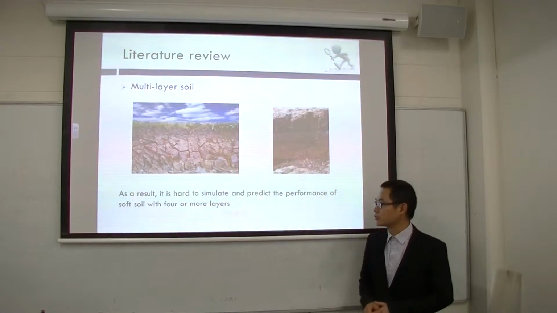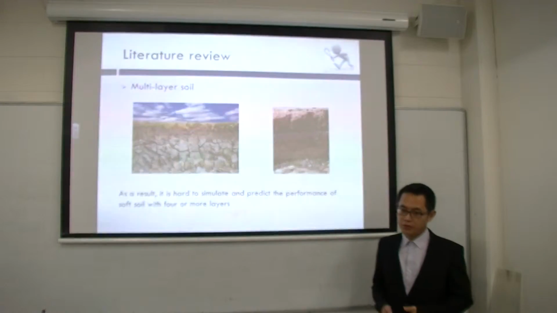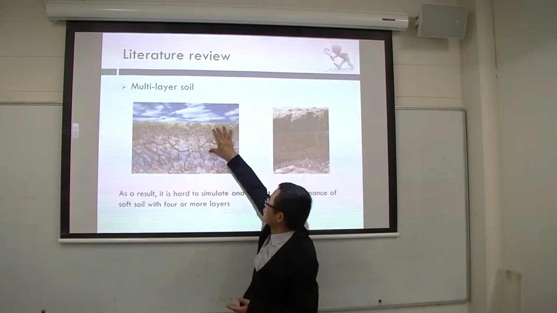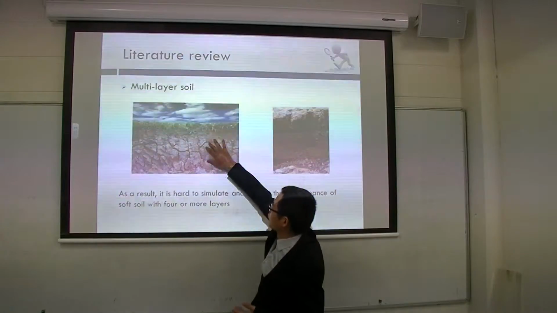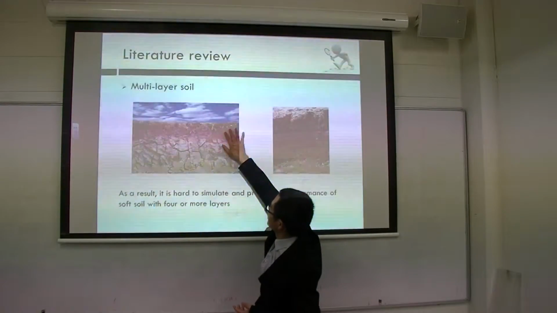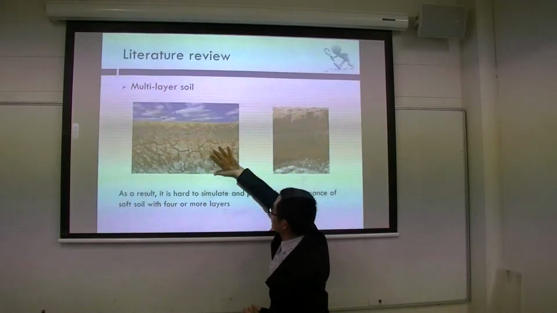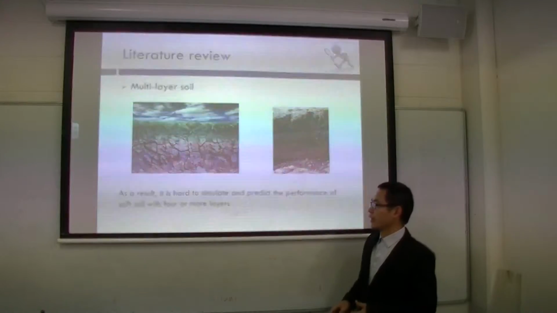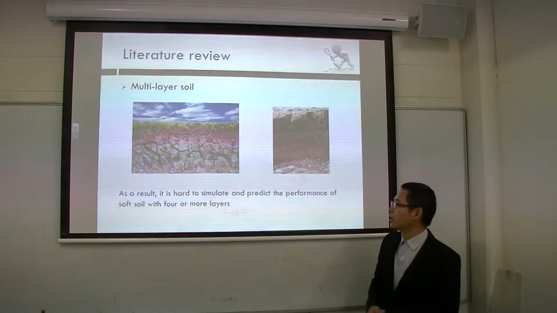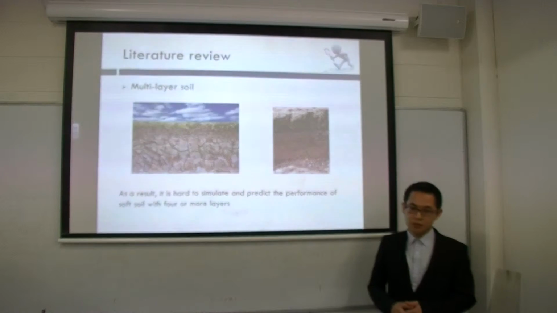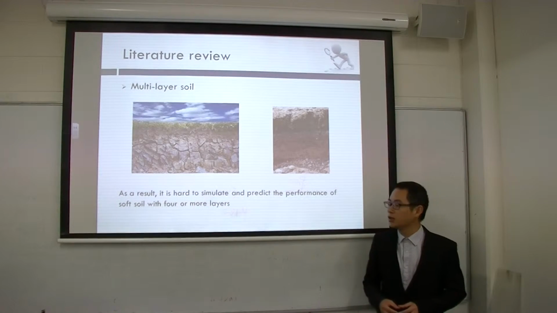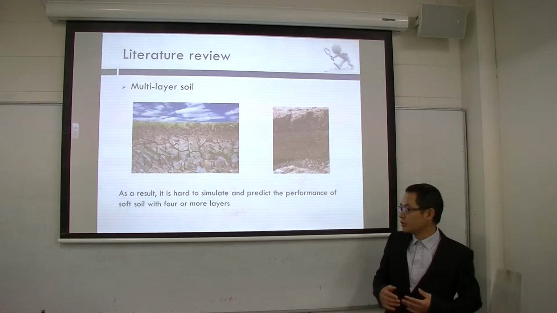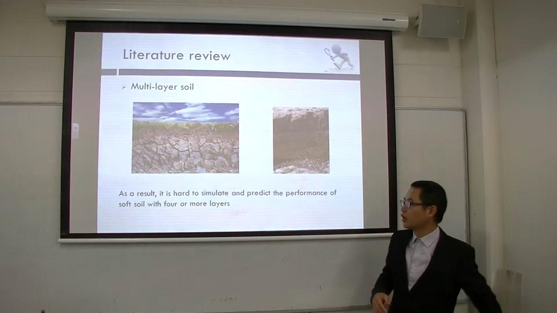Okay, let's take the next part, which is about multi-layer soil. Multi-layer soil is very easy to understand. You can see from the picture, the layers are very different. From the beginning is the grass, and then the soil, and then the rock. It's different and complex from one place to another. So it's very hard to simulate in the laboratory with 4 or more multi-layers. So how do we solve this problem?